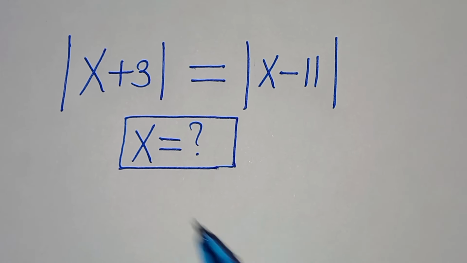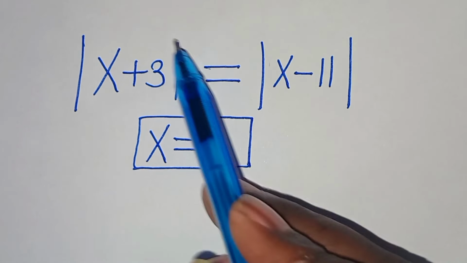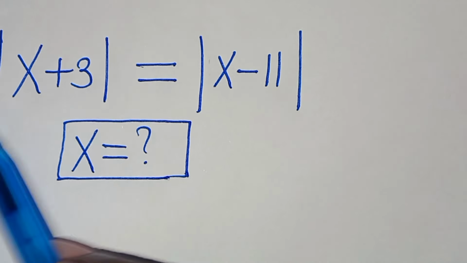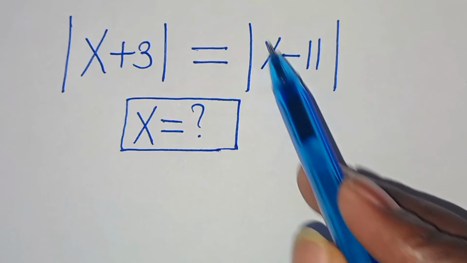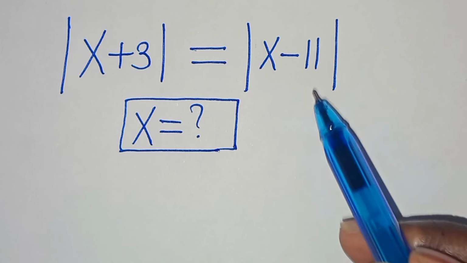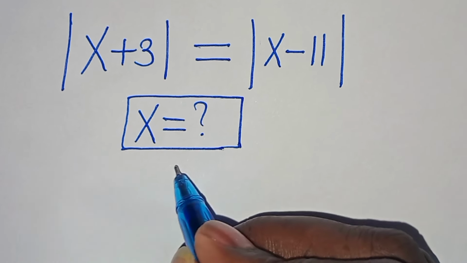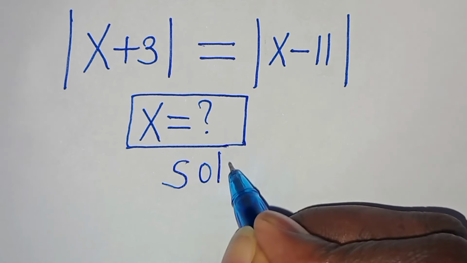You're welcome to solve for the value of x given the absolute value, or the magnitude, of x plus 3 is equal to the magnitude of x minus 11. So let's provide a solution from here.